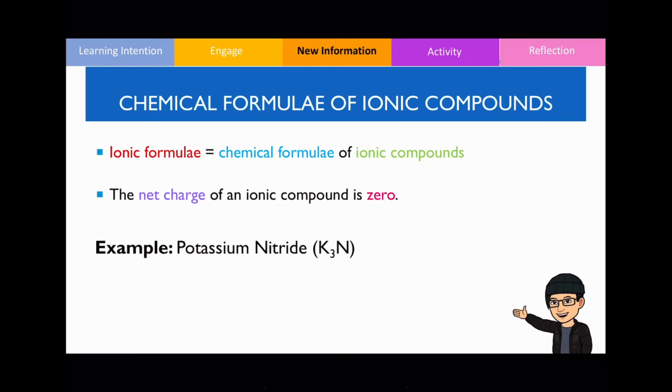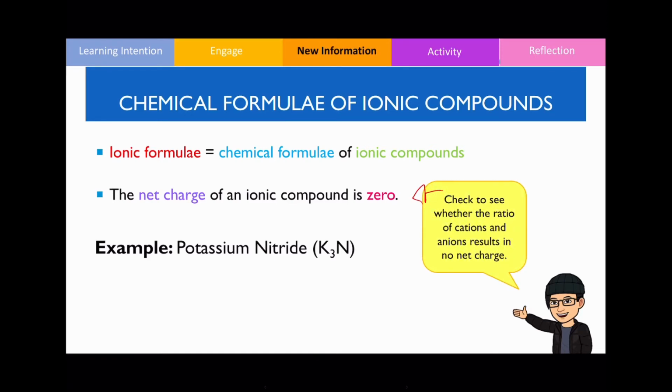The ionic formula can be used interchangeably to mean the chemical formula of ionic compounds, but this is probably the most important part of this particular slide, and it reads: the net charge of an ionic compound is 0. This is super important, and if you have this understanding, if you did a trial and error, you can check whether your proposed formula is correct by checking whether the ratio of cations and anions results in no net charge at all.